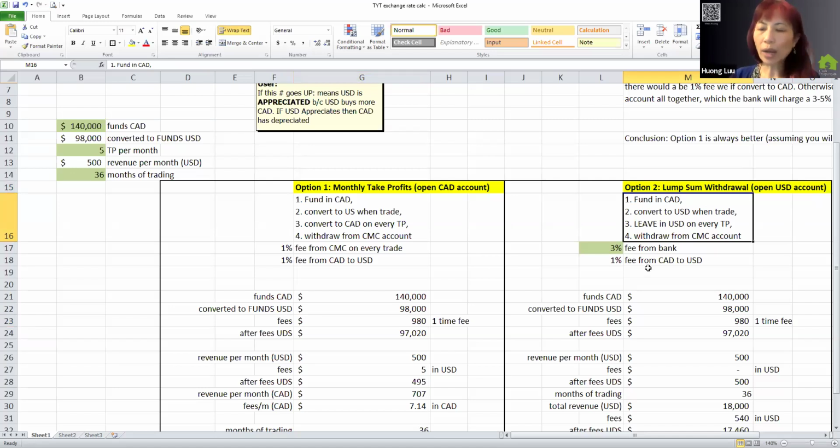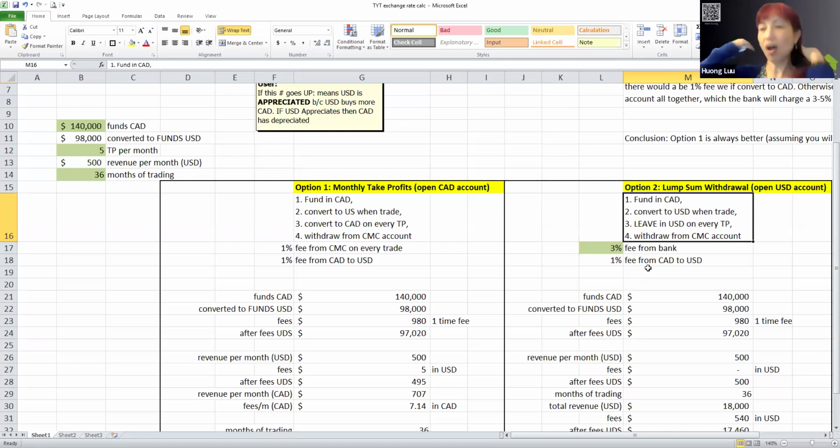So keep in mind that when I put the money into the account the first time, I do have to pay the 1% fee, but then I don't pay any more fees until the end of the 3 years. And at the end of the 3 years, I would be looking at a potentially 3 to 5% from the banks. Okay.